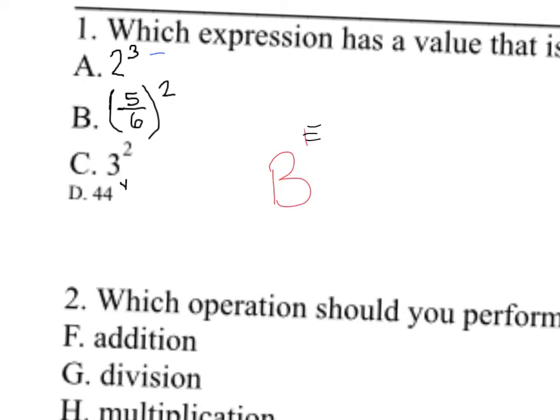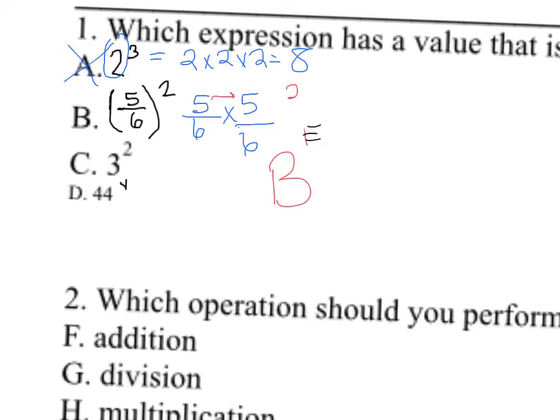A, when you take 2 times 2 times 2, you get 8. Is that smaller than the base 2? No, it's greater than. So it can't be A. Okay, 5/6 twice. Times itself twice, not plus. Multiply. 5/6 times 5/6. 5 times 5 is 25, and 6 times 6 is 36. And that looks like it's bigger than 5/6, but let's go ahead and multiply it.